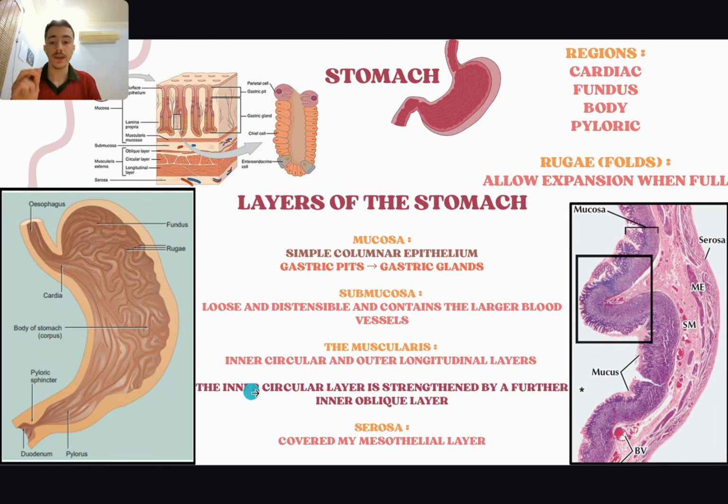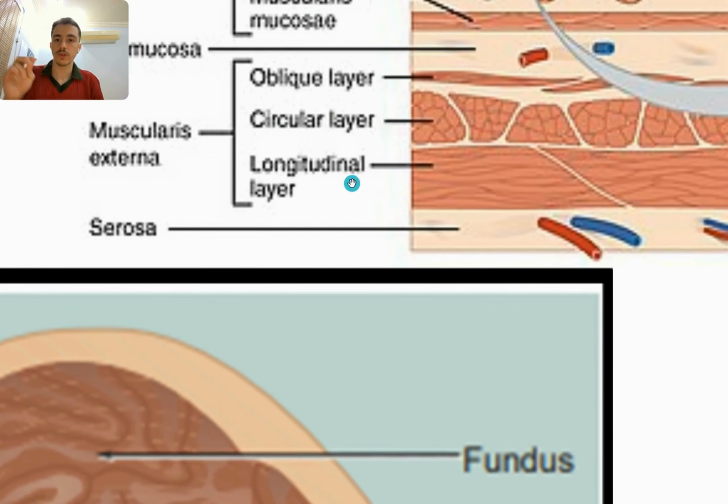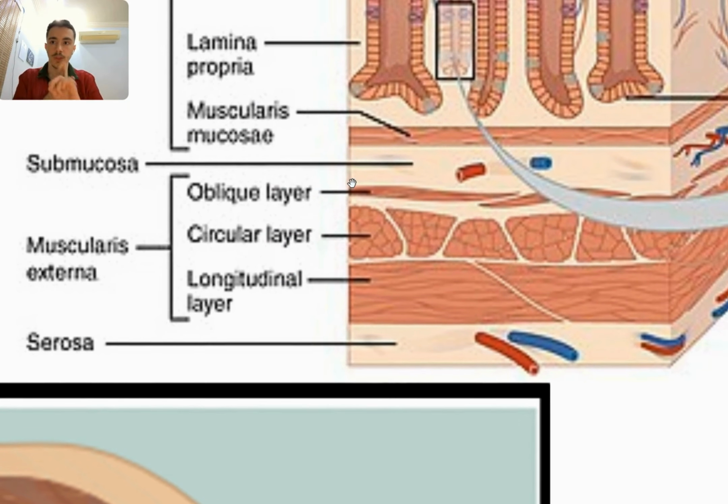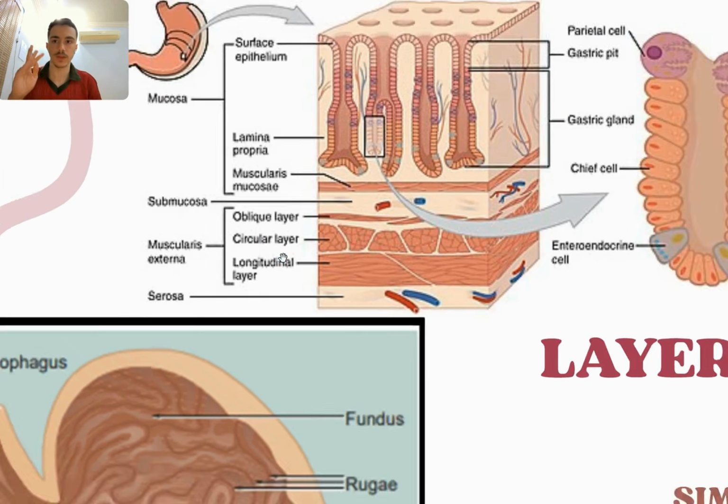But the inner circular layer is also strengthened, it got support from a third type of layer, which is the inner oblique. So the oblique is the innermost. So we know that the only organ, put that in your mind, if I ask you where you can find only three layers of muscle in the GI tract, it is the stomach. We have the circular layer here, as you can see, and longitudinal. But also we have a third one, which is oblique, a small one, to help the circular layer. Longitudinal, circular, oblique. Put that in your mind.